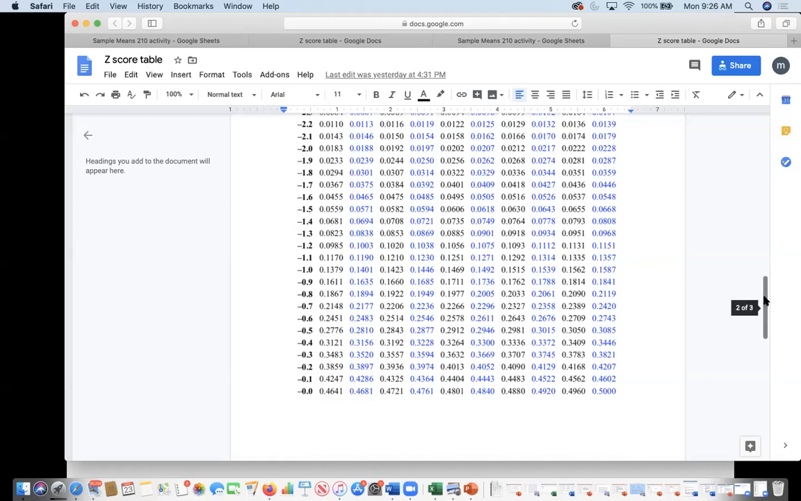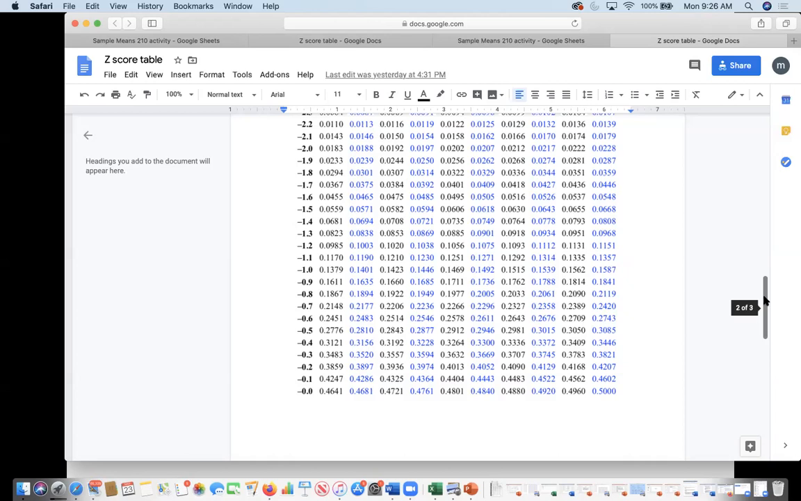So if I give you a z-score of 3.4, so that's a big z-score, should the amount of area to the left of that be greater than 50% or less than 50%? I'll ask that again. If I give you a big z-score like 3.4, should the amount of area to the left of that z-score be less than 50% or greater than 50%?